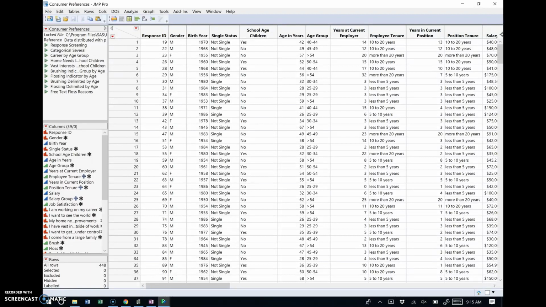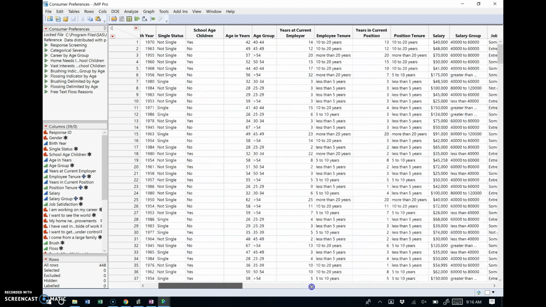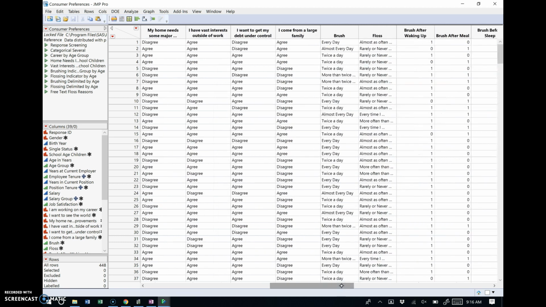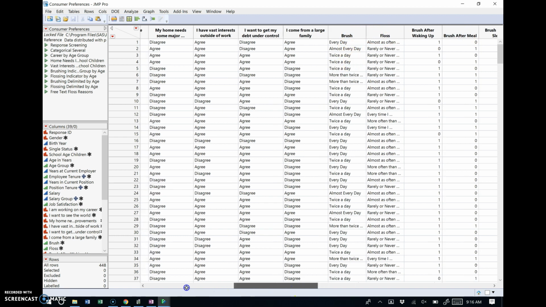And you can see what's going on here. They have gender, birth year, whether you're single or married, if you have kids, what's your age, how long you've been working at the same employer, position, salary. They have all kinds of stuff. I think they even ask you if you floss and brush your teeth. Yeah, brush after waking up, brush after a meal. Do you floss? Do you brush every day, almost every day, twice a day? They have all kinds of data in here. It's kind of an interesting survey.